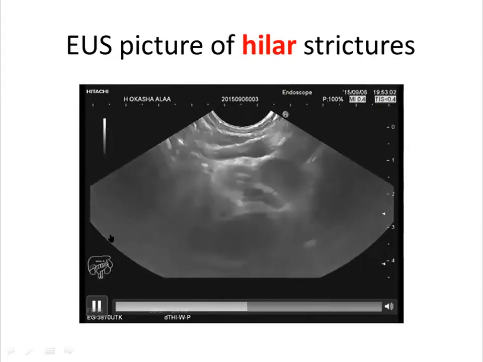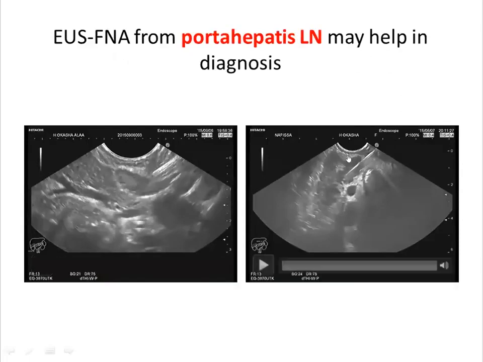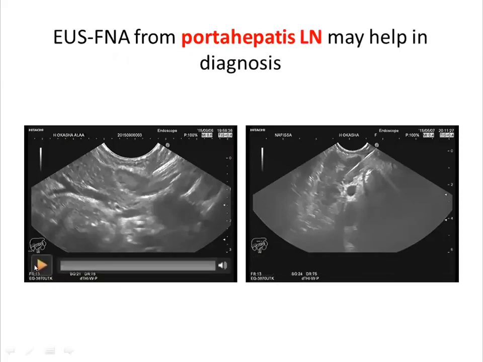These are two examples of a hilar stricture with a nearby lymph node. Here, this is the previous case, the lymph node looks benign, but here this lymph node looks very malignant because it is rounded rather than elongated, anechoic or more black, with loss of the hyperechoic hilum.